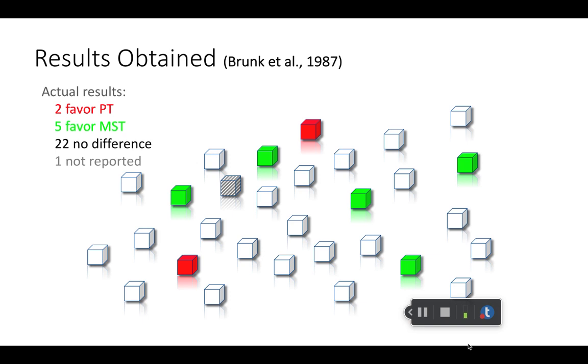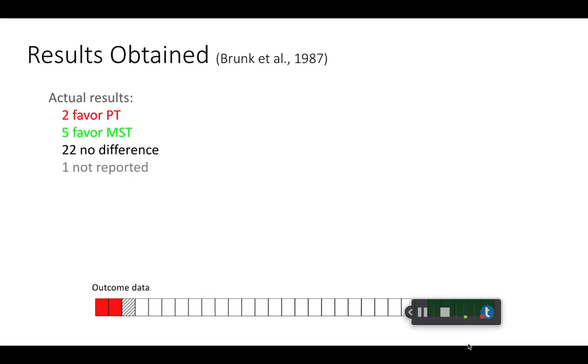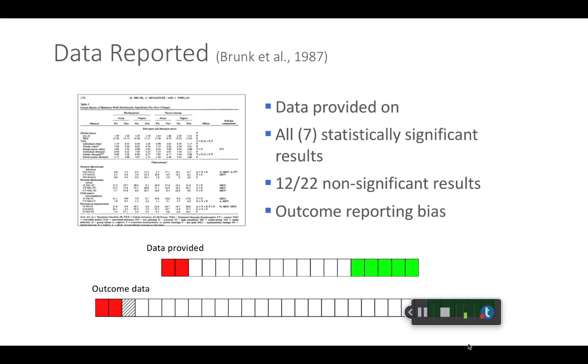Okay, let's take this data and organize it. And now I've organized it on this bottom horizontal axis. 2 points for the red team, 5 points for the green team. Mostly we have no difference, 1 piece of data missing. Okay, what do the researchers do with this information?